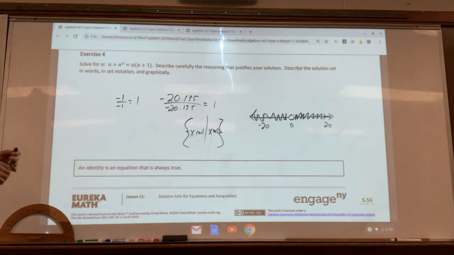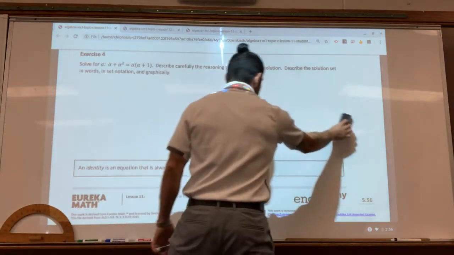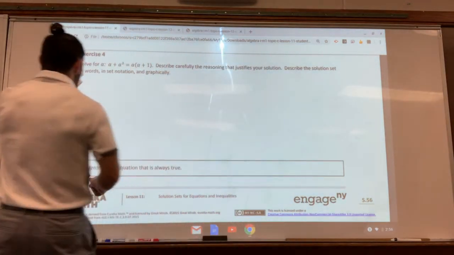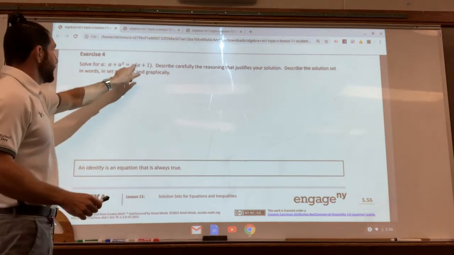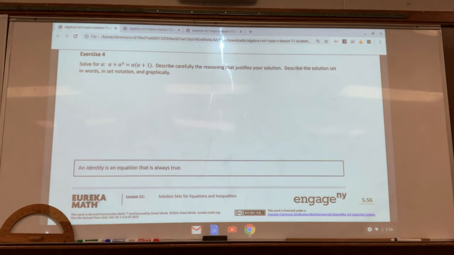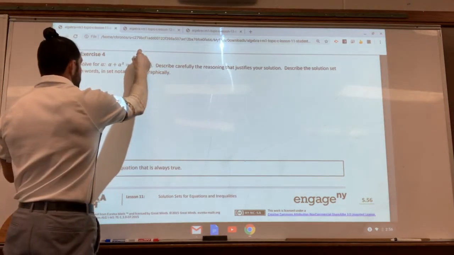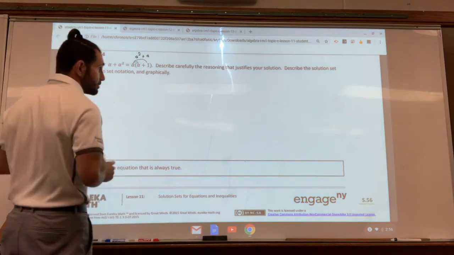So if you look at exercise 4, before we get to an inequality, so I'm on exercise 4. It says, hey, solve for a plus a squared equals a times a plus 1. Describe carefully the reasoning that justifies your solution. Well, they're the same. How do I know they're the same? Because if I distribute, which is what we should do, we get a squared plus a.